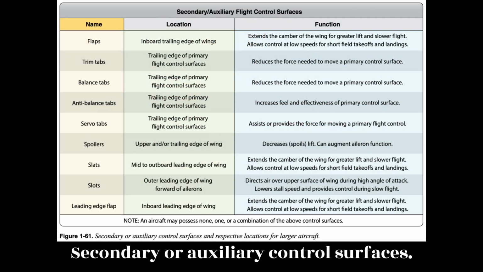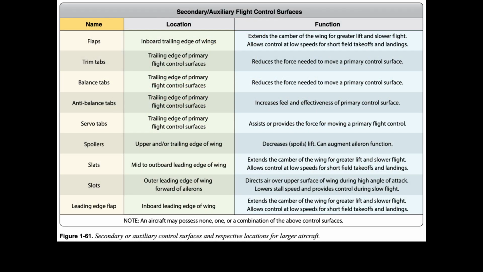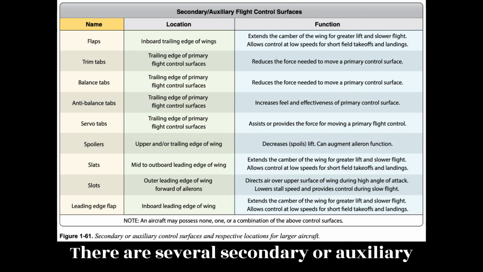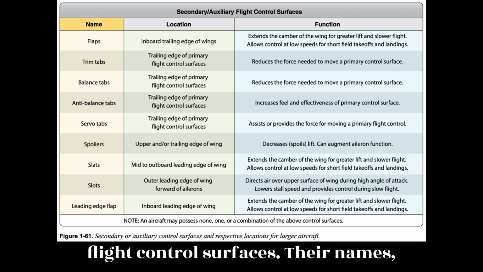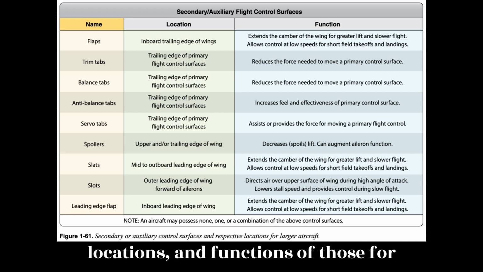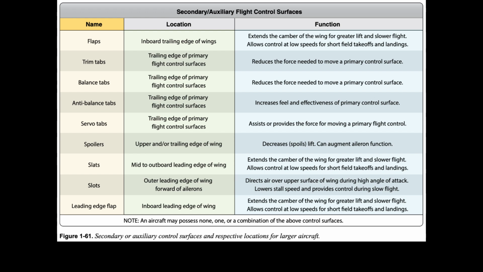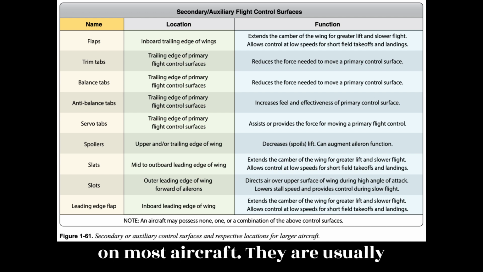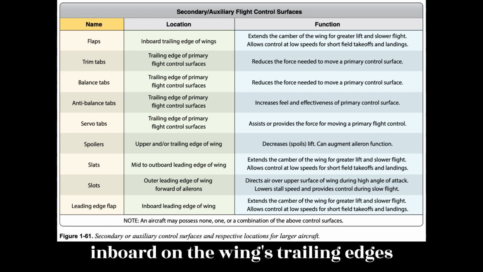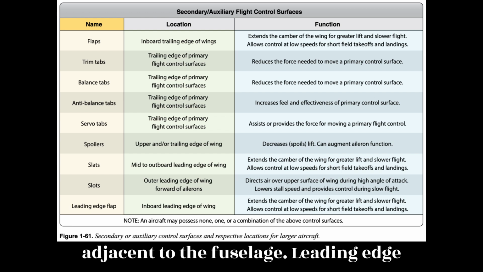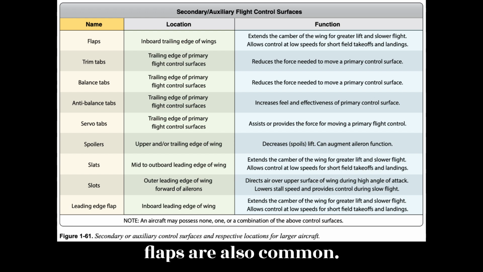Secondary or auxiliary control surfaces. There are several secondary or auxiliary flight control surfaces. Their names, locations, and functions for most large aircraft are listed in Figure 161. Flaps. Flaps are found on most aircraft. They are usually inboard on the wing's trailing edges adjacent to the fuselage. Leading edge flaps are also common.